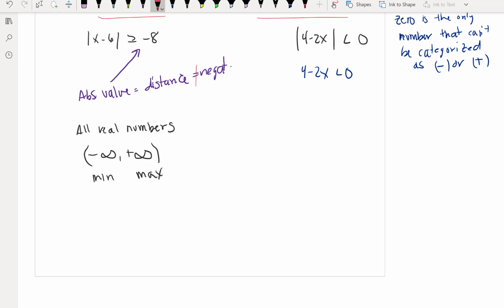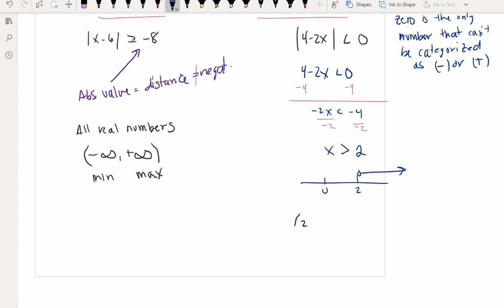So to get rid of that positive 4, I would subtract 4 from both sides. So I have a negative 2x is less than a negative 4. Divide by negative 2 on both sides. So that x, and remember, whenever you multiply or divide by a negative value, you're going to switch the direction of the inequality. So now, negative 4 divided by negative 2 is going to be a positive 2. So on my number line, if I'm looking at positive 2, it looks that way. So I go parentheses 2 all the way out to a positive infinity.